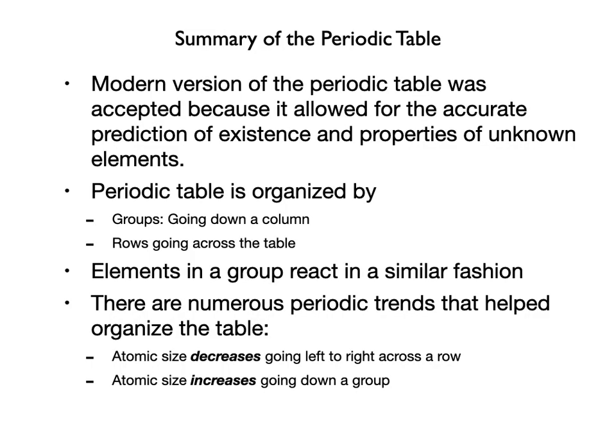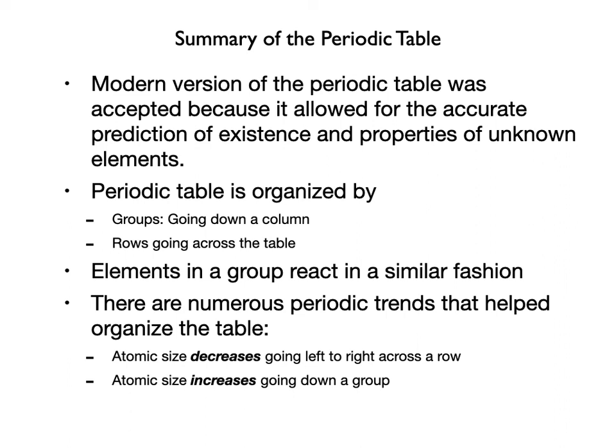All right, so let's summarize a little bit of what we talked about. So the modern version of the periodic table was accepted because it allowed for the accurate prediction of the existence of properties of unknown elements. The periodic table is organized by groups, which go down a column, and periods, which are the rows going across the table. Elements in a group react in a similar fashion. So that's a really big, important consideration to keep in mind.